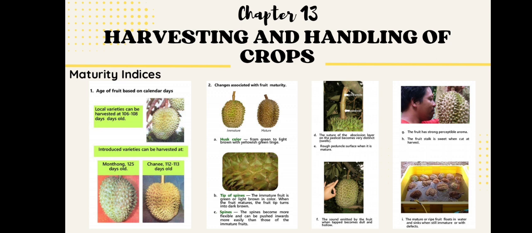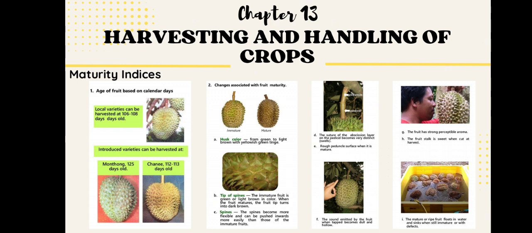Maturity indices. So naka-base yung maturity indices niya sa age of fruit based on the calendar days. Yung local varieties can be harvested at 106 to 108 days old. And then yung ibang varieties naman like Montong, 125 days old siya pwedeng i-harvest, and then yung Chanee is 112 to 113 days old.